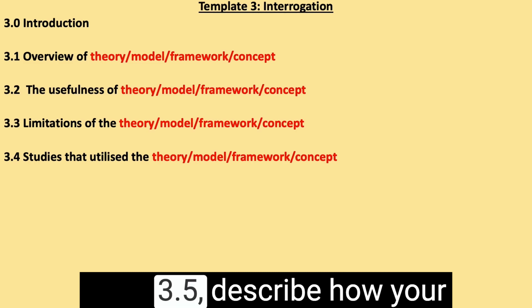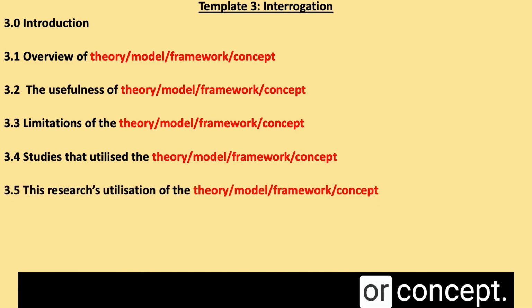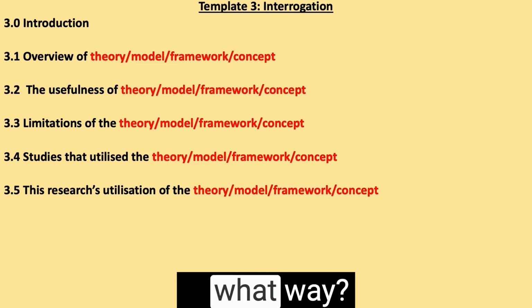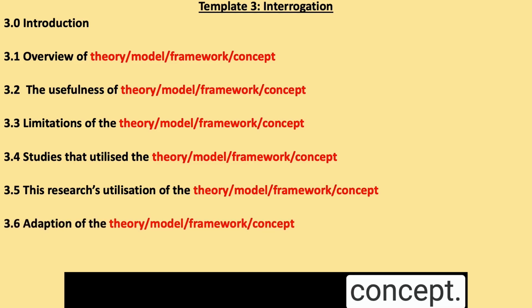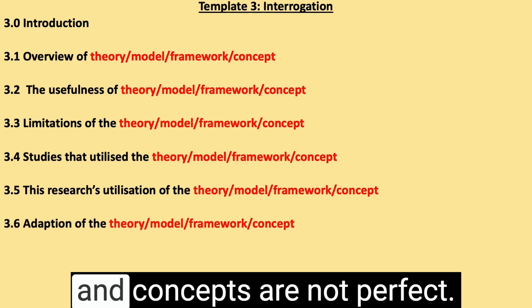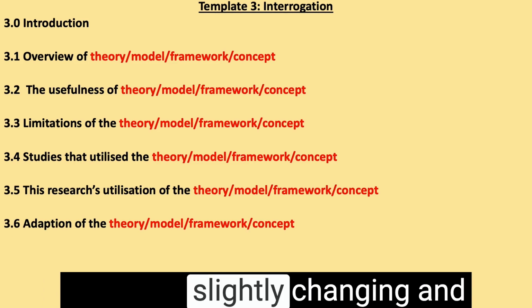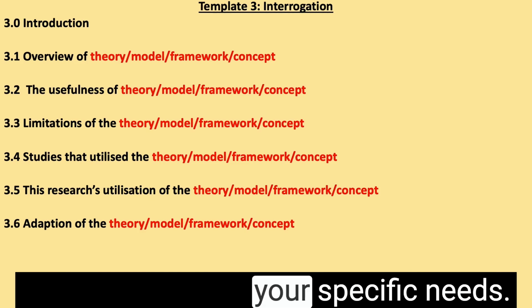Then 3.5, describe how your dissertation will utilize your chosen theory, model, framework, or concept. Be very explicit. How will you use it? In what manner? In what way? Then 3.6, adaptation of your theory, model, framework, or concept. As we said, models, theories, and concepts are not perfect, so you need to show criticality by adapting, slightly changing, and tweaking your chosen model, theory, or concept to suit your specific needs.